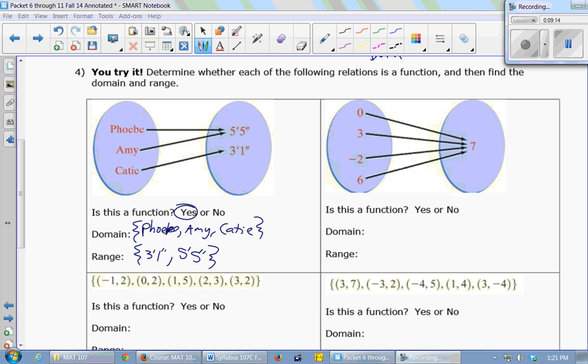All right, let's look at this next one with the ovals. If I type 0 into my computer database, what does it tell me? 7. If I type in 3, what do I get? -2, I get 7. 6, I get 7. I never confuse a computer, right? It always knows the answer. That makes it a function. My domain is all these things I typed in, 0, 3, -2, 6. And my range is just the single number 7.